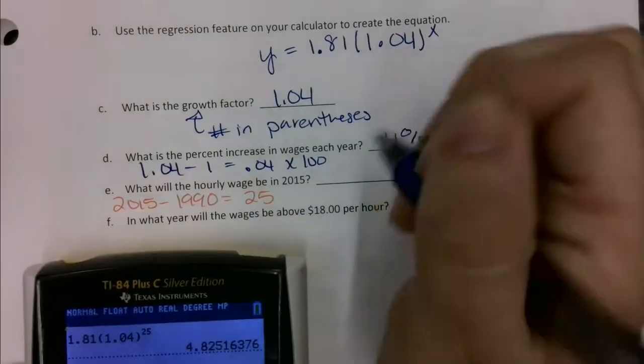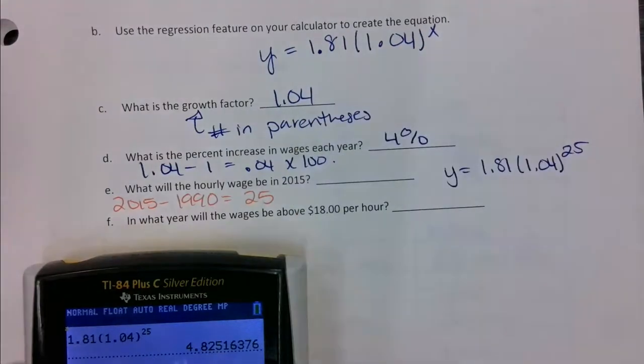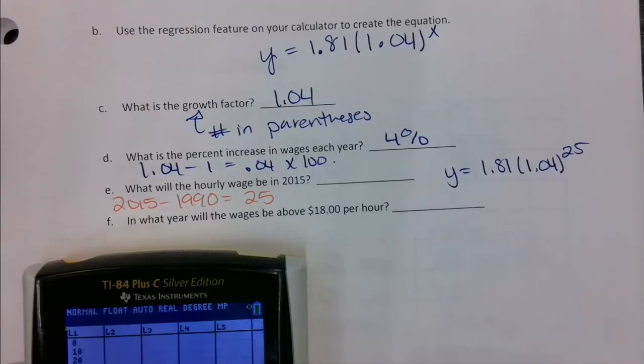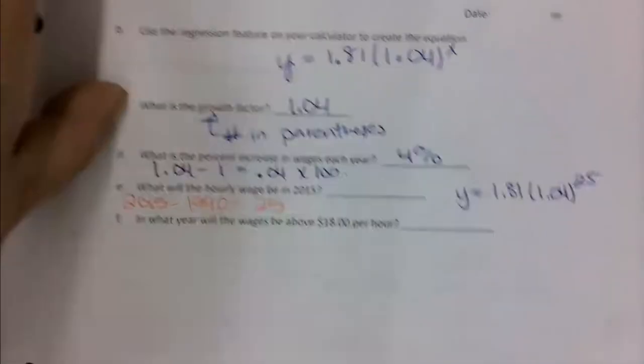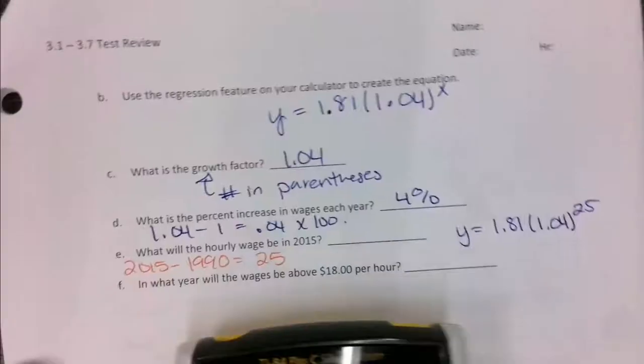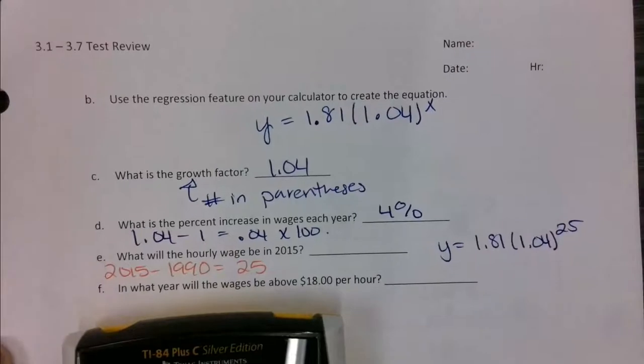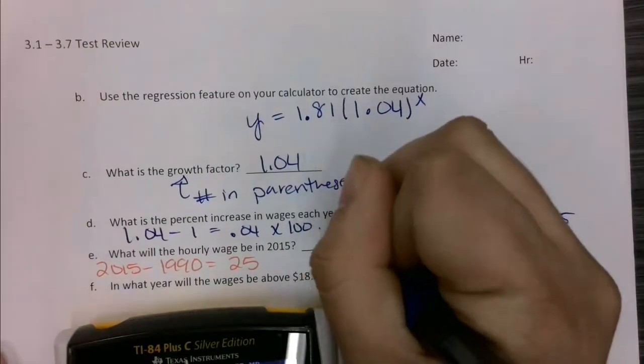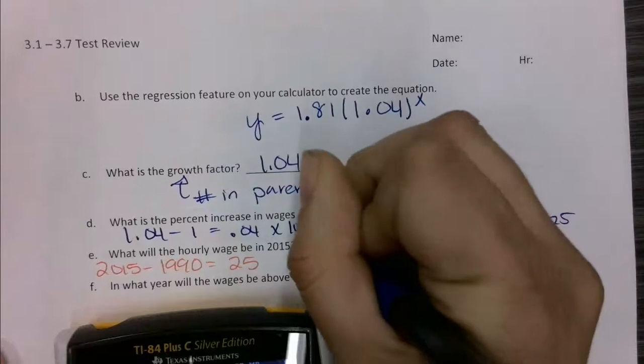This gives me, this is money. Okay. It says it should be $4.83.